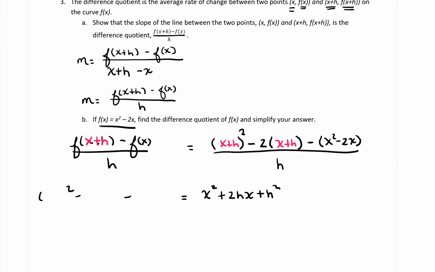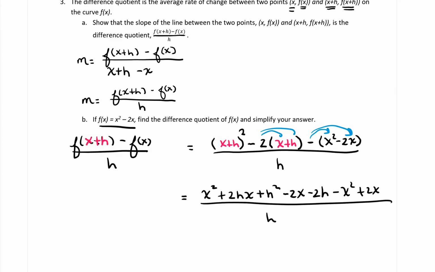And now let's distribute our negative 2 inside the parentheses of x plus h. Distributing our negative 2, we get negative 2x minus 2h. And now let's distribute the negative outside of x squared minus 2x. If we do that, we get minus x squared plus 2x all over h. Start simplifying. Things should be falling out in our numerator, and they are. Notice we have a positive x squared minus an x squared, which cancels. We have a 2x and a negative 2x, so those cancel.